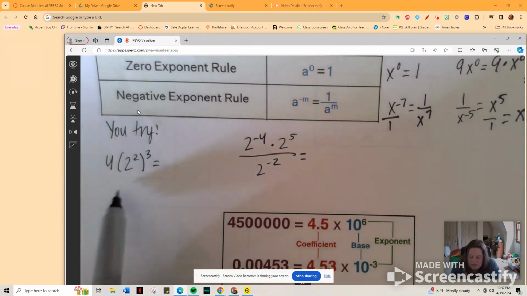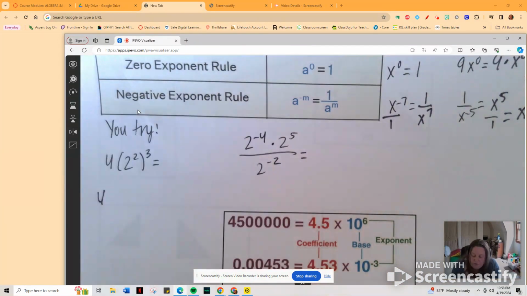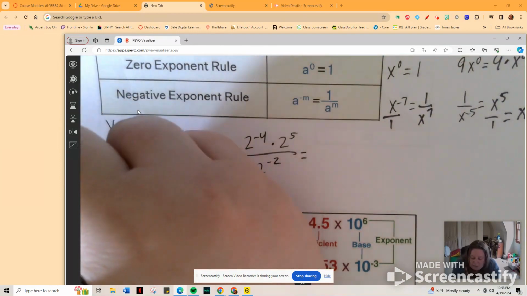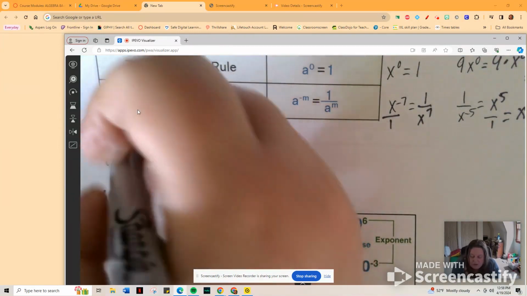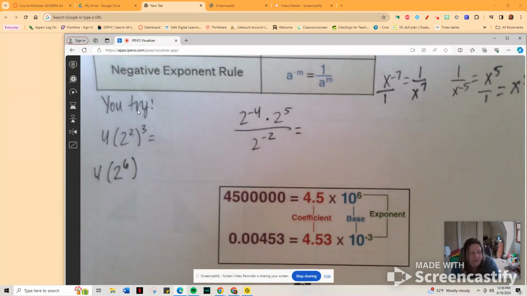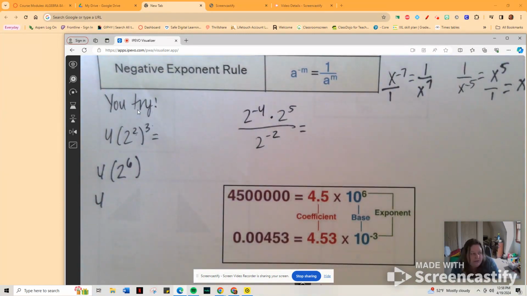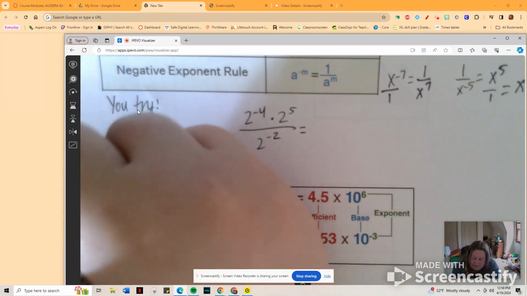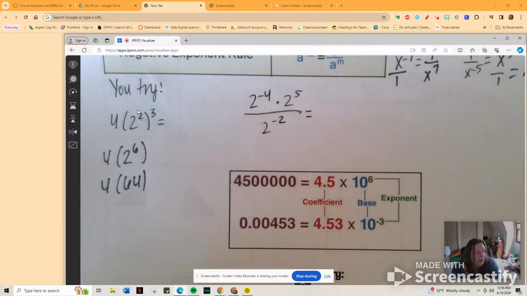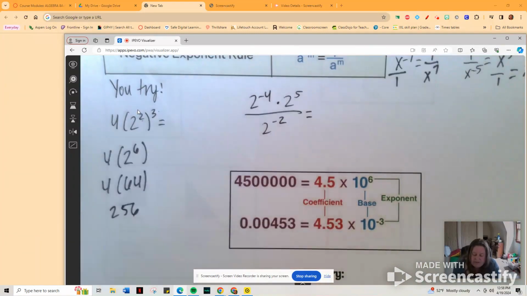Starting with this example here, we'd start with parentheses. That's what order of operations would tell us to do. So I'm going to keep the 4. This is power to a power. So I'm going to have 2, and then 2 times 3 is 6. So if I'm simplifying this, I'm going to keep the 4 still, and I'm going to simplify 2 to the 6. That means 2 times 2 times 2, you're going to do that 6 times. When I do that, I'm going to get 64. And then I'm going to multiply 4 times 64, which gives me 256.